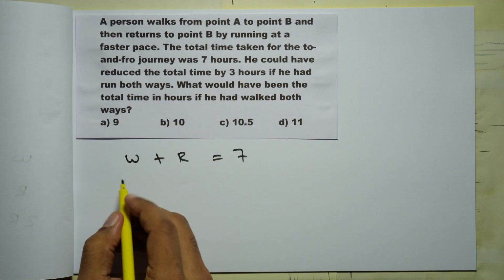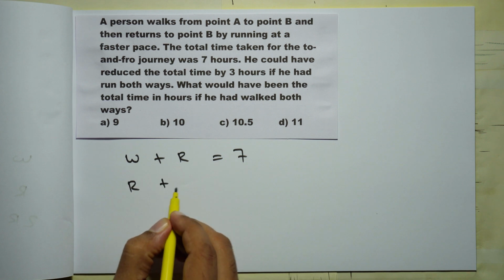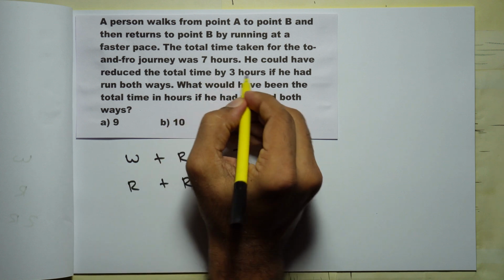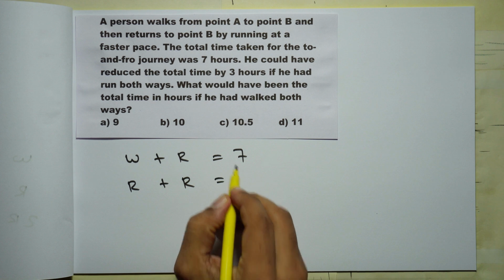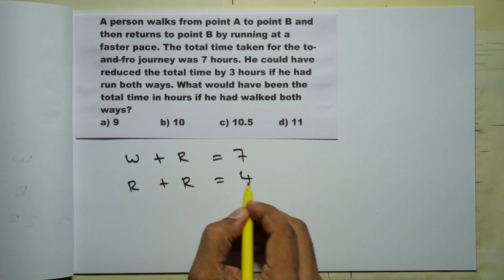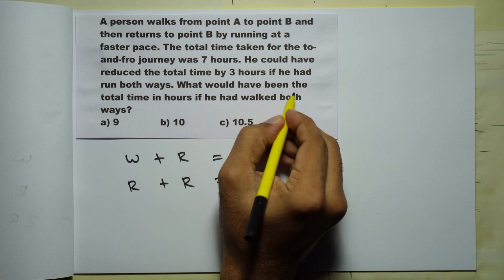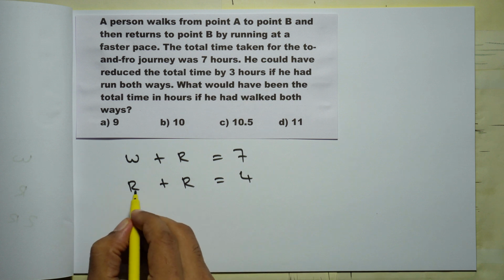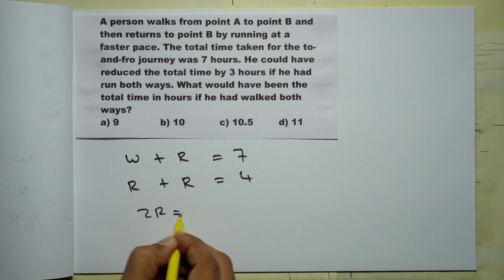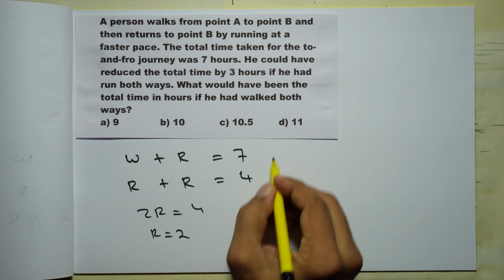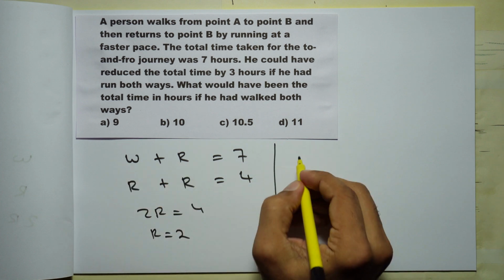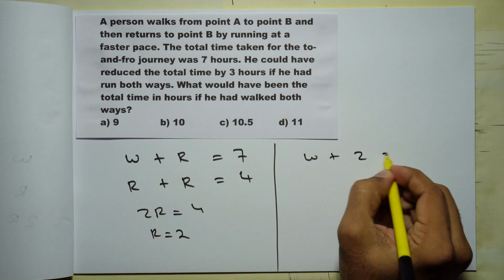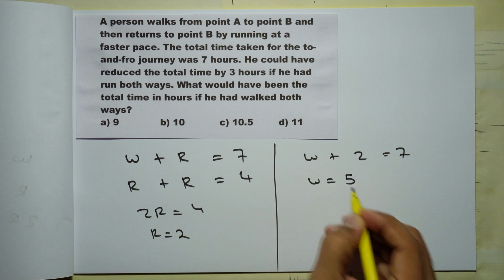So if he is running both ways, from A to B he'll take R hours, and to return also he'll take R hours, and like this he could have reduced his time by 3 hours. So he'll take 3 hours less than 7, he will take only 4 hours. Now the question is, what would have been the total time in hours if he had walked both ways? Now here you have R plus R is equal to 4, or 2R is equal to 4, or R is equal to 2. So we'll just substitute this value here. W plus R is equal to 7, R is equal to 2. So W plus 2 is equal to 7, or W is equal to 5.